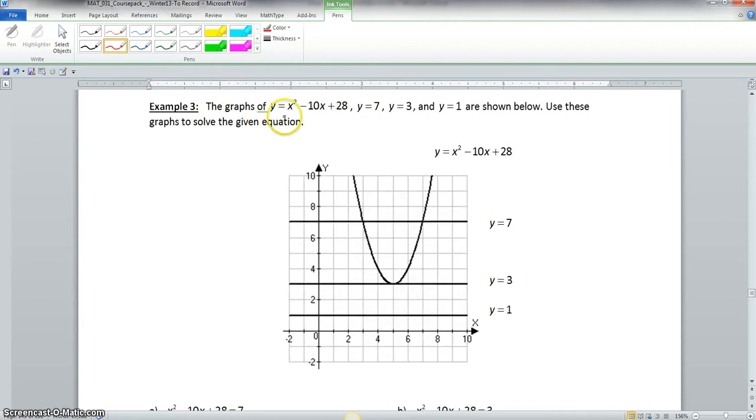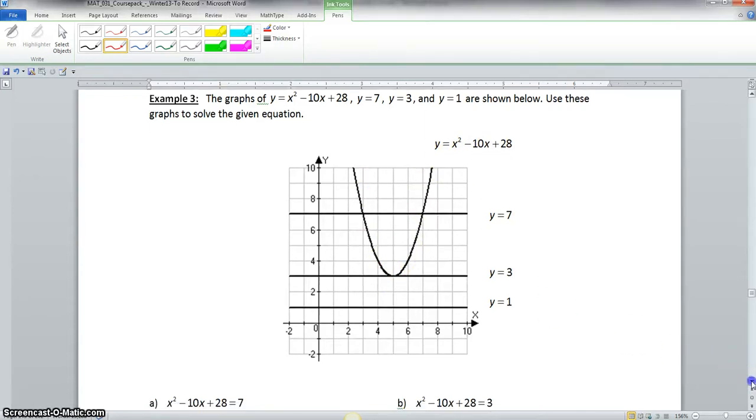Now it says here, the graphs of y equals x squared minus 10x plus 28, y equals 7, y equals 3, and y equals 1 are shown below. Use these graphs to solve the given equation. So first of all, the easiest graphs to find are y equals 7, y equals 3, and y equals 1. These straight lines are those graphs. Now, this parabola here is actually this graph here.